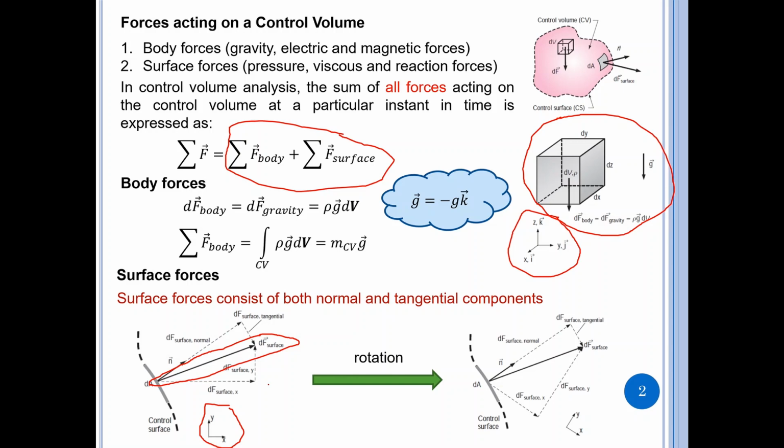Now if we rotate it, the behavior is shown in this figure. As you can see, the coordinates are rotated. The normal and tangential components of the force stay the same, but the x and y components are going to change. For the forces, you need to remember that it depends upon the rotation. If you rotate the surface, these forces are going to change. If you rotate the coordinate system, again these forces are going to change.